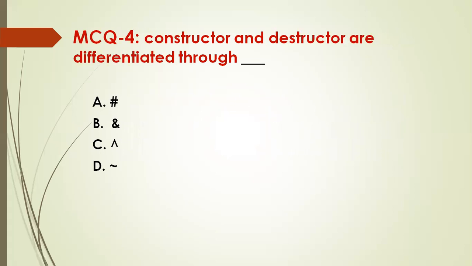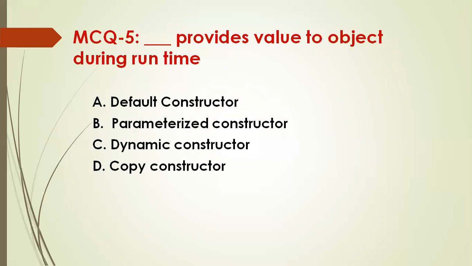Constructors and destructors are differentiated through which symbol: hash mark, ampersand, caret sign, tilde mark. The correct answer is D, tilde mark. Dash provides value to an object during runtime. That is an example for dynamic constructor. The correct answer is C.